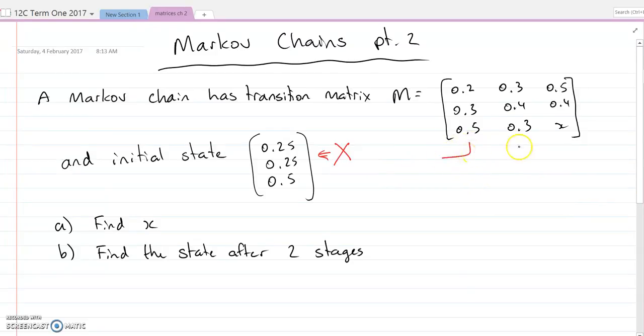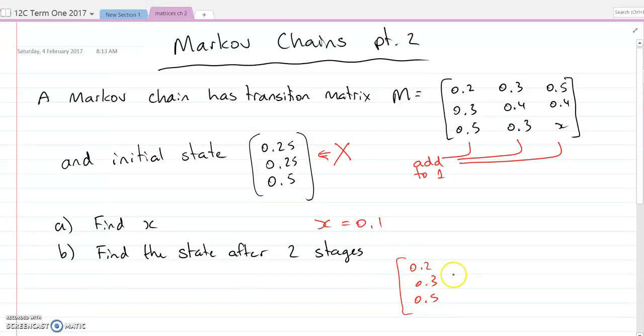Okay, if you recall from earlier, each of these columns has to add to 1. So that's pretty easy. X has to be 0.1. So to find the state after 2 stages, all you need to do is put it into your calculator. You'll put these matrices in, and after 2 stages we will have squared this matrix and times it by this.